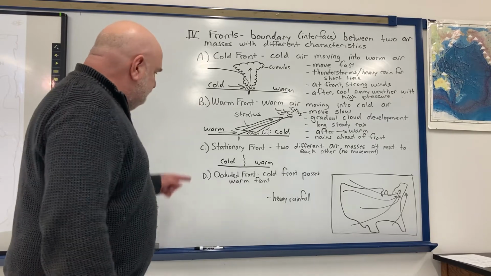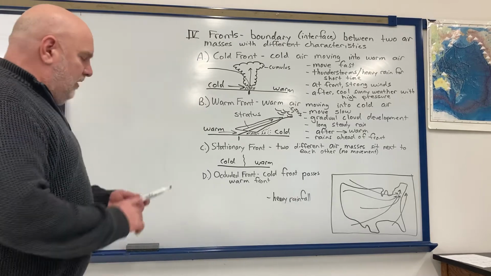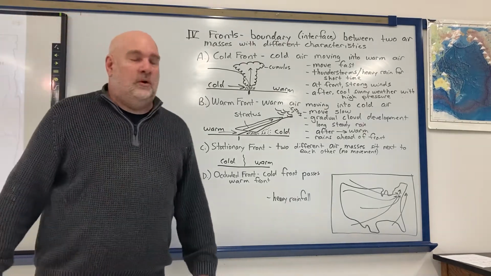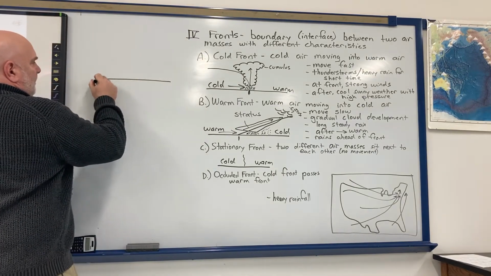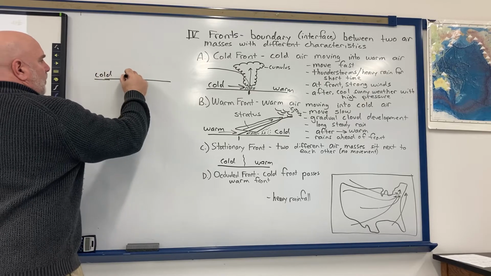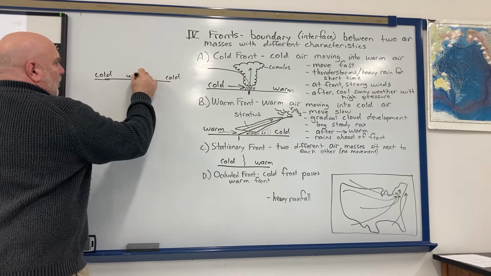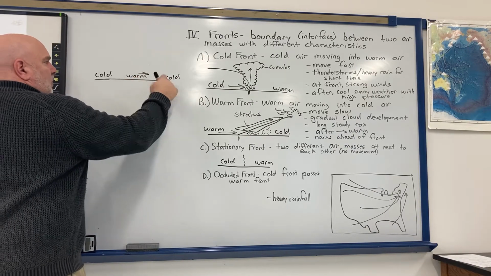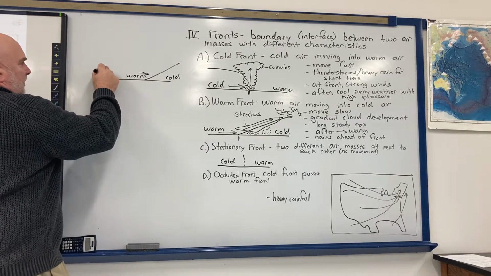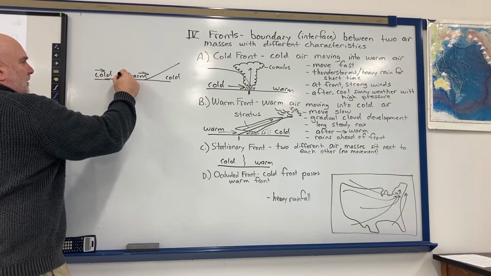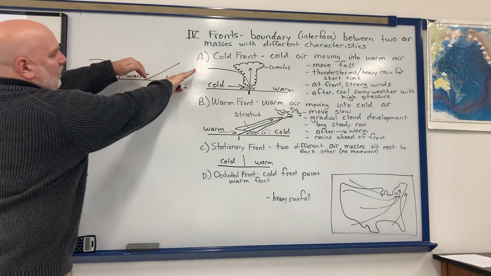All right, the other type of front is an occluded front. Occluded fronts are basically when a cold front passes a warm front. So let's say you have cold air over here, warm air right there, and cold air right there, right? The warm air is moving that way. Warm air going into cold air is a warm front. And if this cold air is moving that way, cold air going into warm air is a cold front, right? So this whole thing's moving that way.